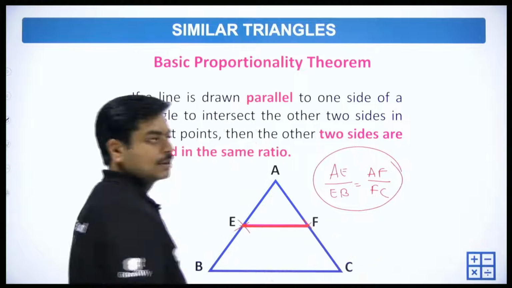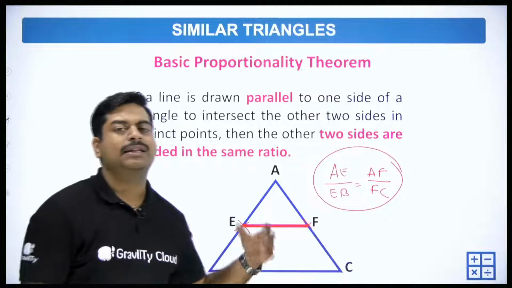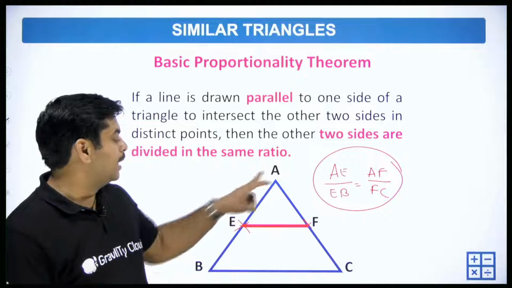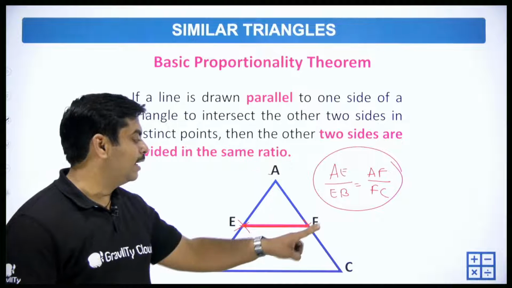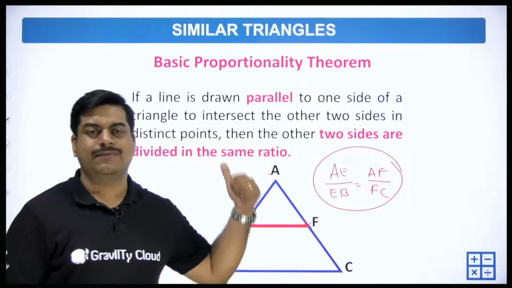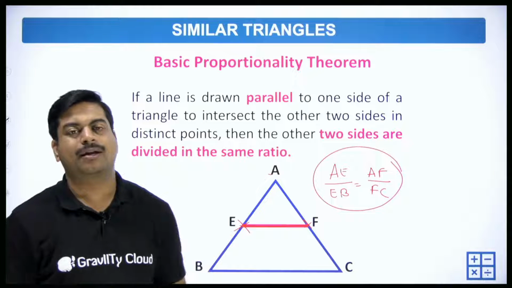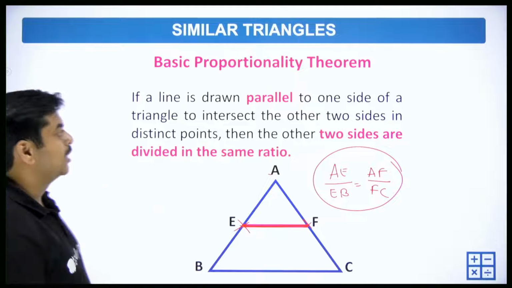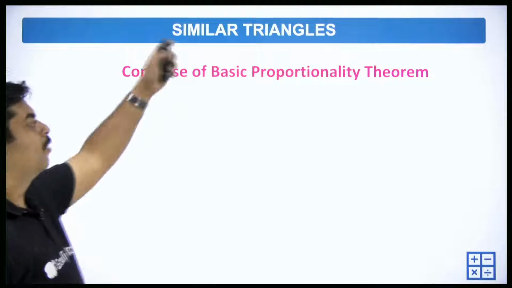When we say ratios are equal, we say that they are in proportion. So AE, EB, AF and FC are in proportion. That's the reason we call it the basic proportionality theorem. Right? So now let's discuss more about the converse of the basic proportionality theorem.